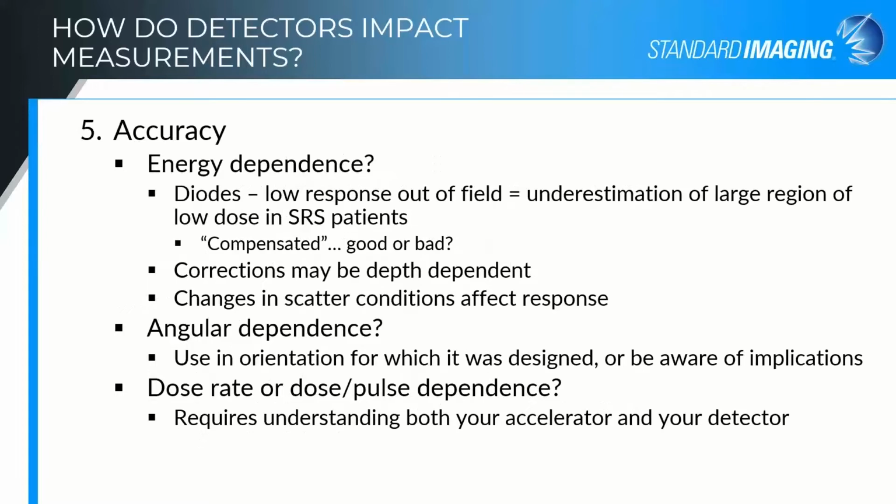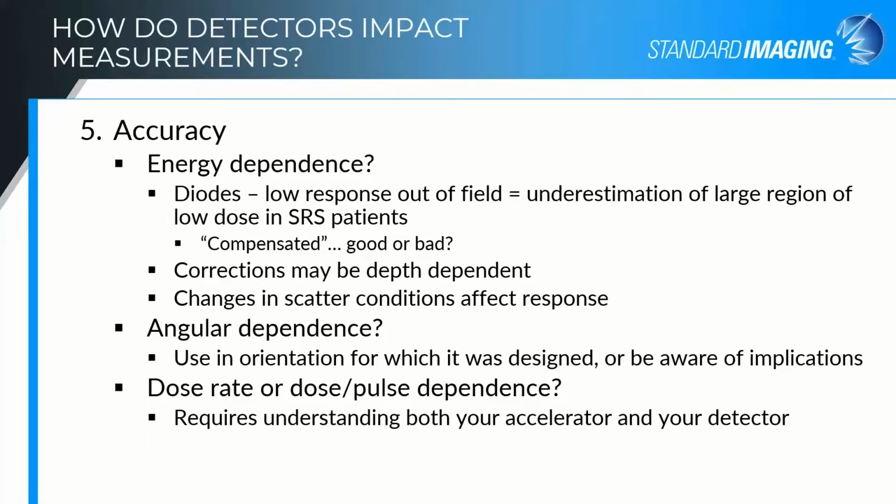Accuracy of your detector. How accurate do you need it to be? What plays into that, particularly energy dependence? Diodes can occasionally have low response out of field in those scatter regions, which can lead to an underestimation of the low dose region in your SRS patients. Again, there's that question of whether the diode is compensated or not. How does that play in? Is this appropriate for what you're doing with it, or is it maybe bringing in some additional perturbation that might not be what you're looking for in these measurements?